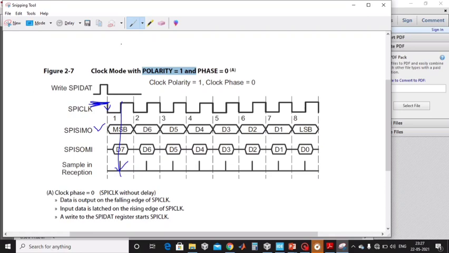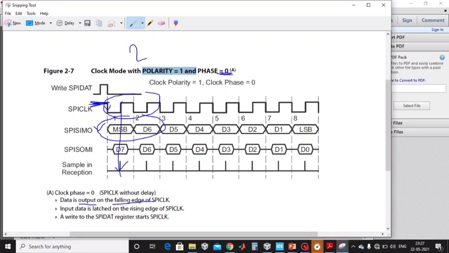So this was all about SPI mode 2, and some important conclusions which I have already discussed. Data is output on the falling edge. So it is clear that data is output on the falling edge since the phase is 0. Phase 0 means there is no phase difference between this clock and this data. These both are in sync with each other.